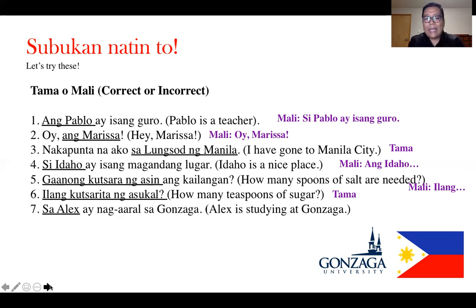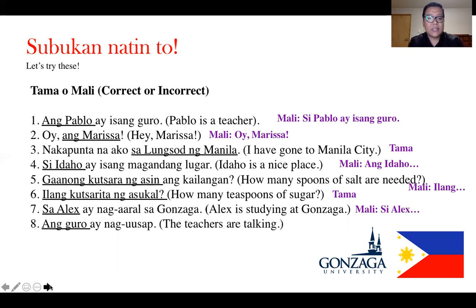Sa Alex ay nag-aaral sa Gonzaga. Alex is studying at Gonzaga. Is the use of sa before Alex correct? Is it tama? Mali. Okay. Number 7, it's actually mali. Okay. Again, we use sa for places only. Okay. It should be si Alex because Alex is a proper noun, a name for a person. Okay? And I think this is the last one.